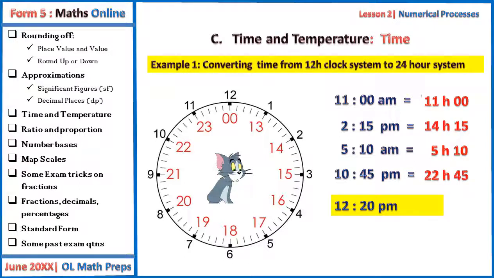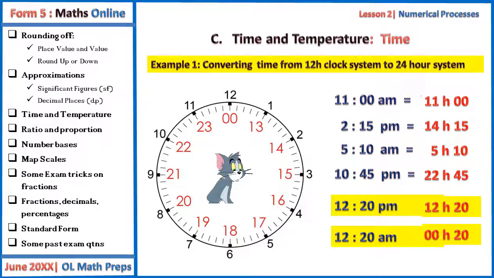Now this is the trick. 12:20 p.m., which is in the afternoon, will be maintained on the 24-hour clock system to have 12 hours 20. However, 12:20 a.m. is during the first 12 hours of the day, so it is going to be at the first hour of the day, which on the 24-hour clock system is 0, so you have 0 hour 20. Take note of this.